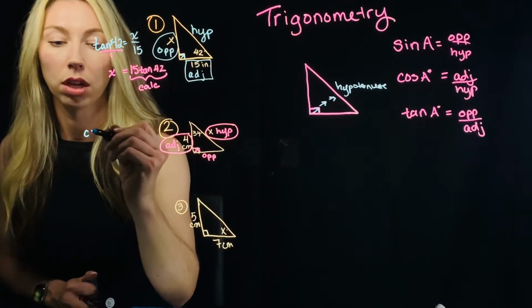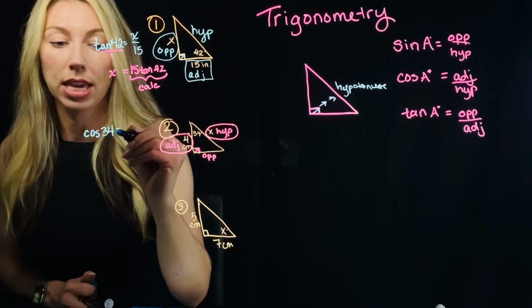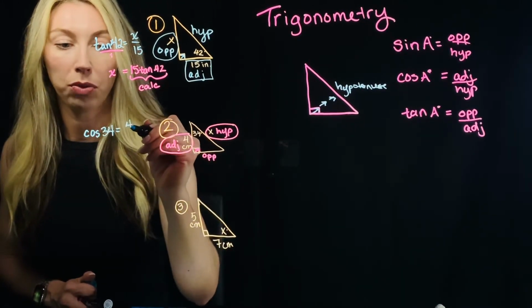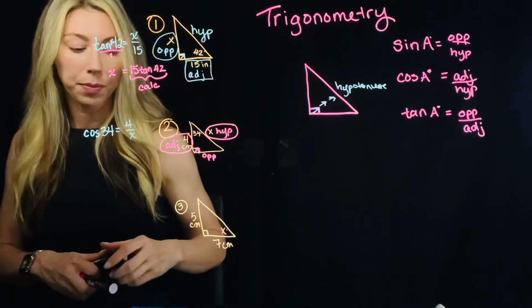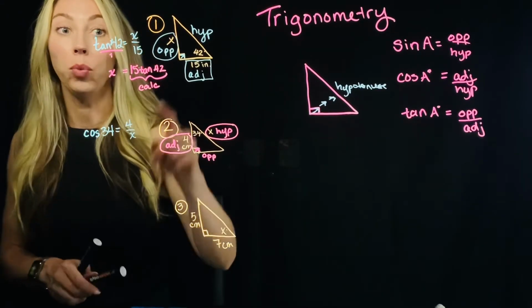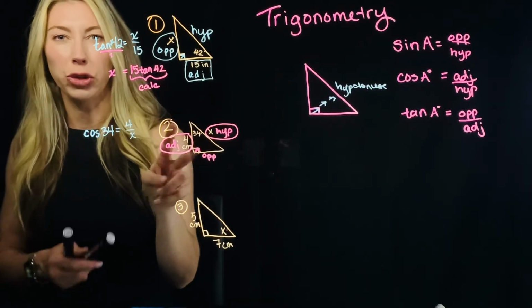Cos 34 equals adjacent over hypotenuse, which will be 4 over x. Now, whenever x is in the denominator, the way that you're going to solve it isn't just going to be one step like up here where all I had to do was multiply. It's actually going to be two steps.